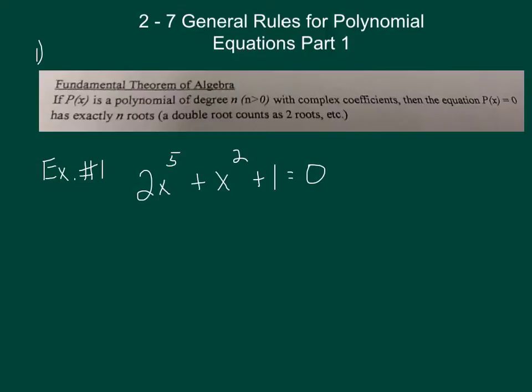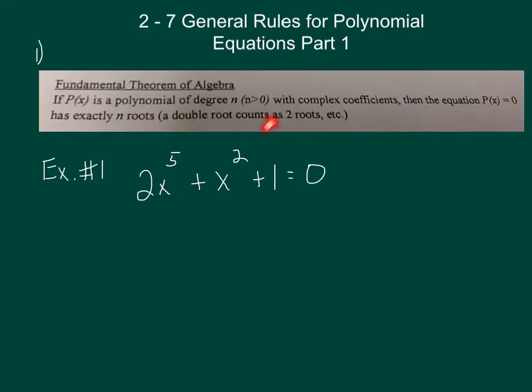The first one, and this is an exciting title, is the fundamental theorem of algebra. Doesn't that sound exciting? Read along with me as I read it. If some function p of x is a polynomial with degree n, so n could be 1, first degree, second degree, third degree, with complex coefficients, that just means numerical coefficients, essentially, then the equation, if it's set to 0, has exactly n roots.